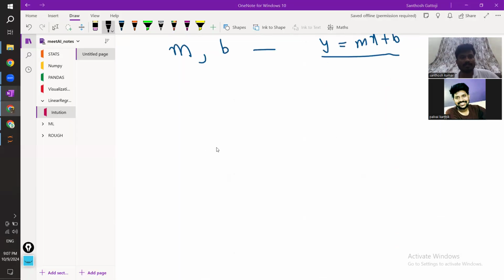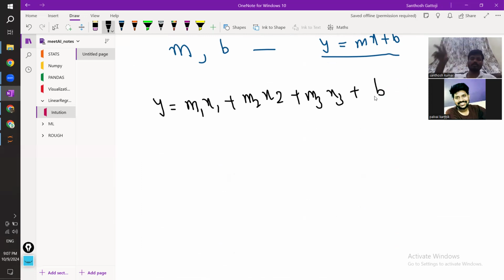But if you are having more than one feature, it will be m1 x1, m2 x2, m3 x3, let's say you're having three input features, plus b. It will be in three dimension. For each input feature, let's say this is CGPA, this is gender, this is experience. For a 9.8 CGPA score, if she's female and her experience is 3 years, what is the salary? For each of these features, you will have a corresponding slope, because each will be in its own dimension.